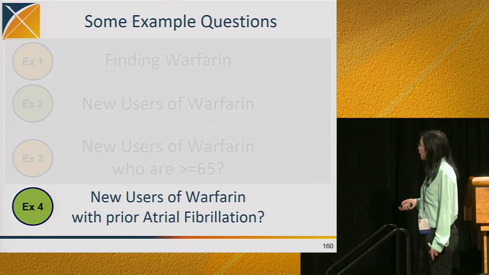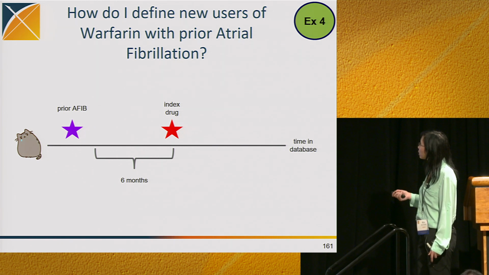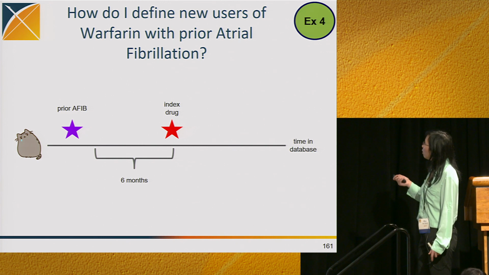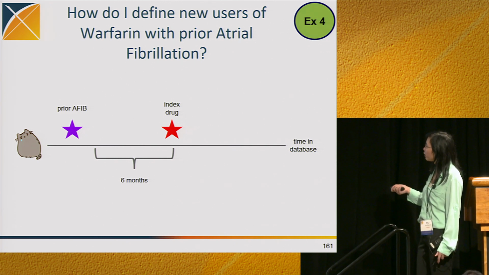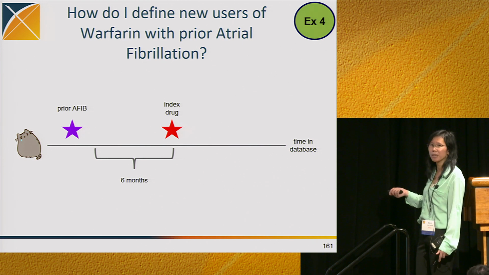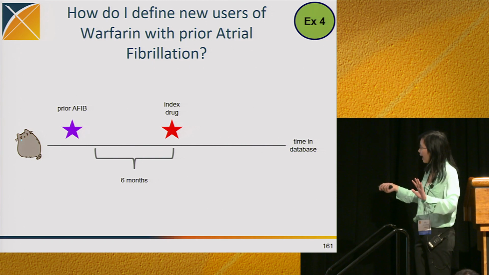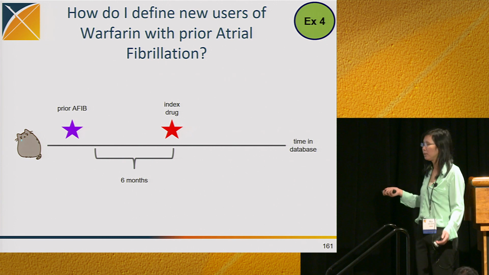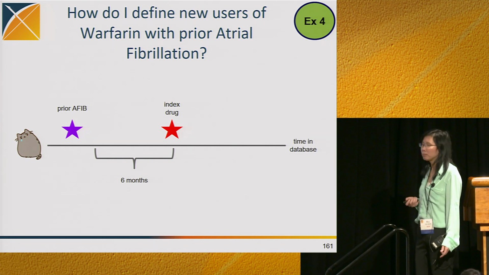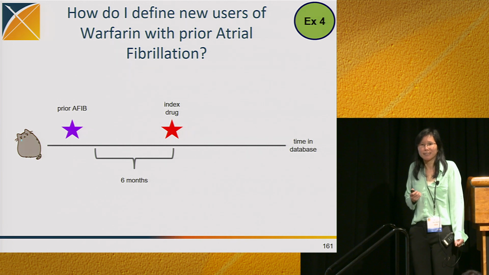Okay, so the last exercise we're going to do here is this one. Again, we're trying to find new users of warfarin with prior atrial fibrillation. So we have our index date and our 6-month washout period, and in this case I'm just looking for prior. I'm not saying they have to be within the 6-month period. Just as long as they're prior, then we're good. So, gave the answer away there. Which table do you think we're going to go to next?